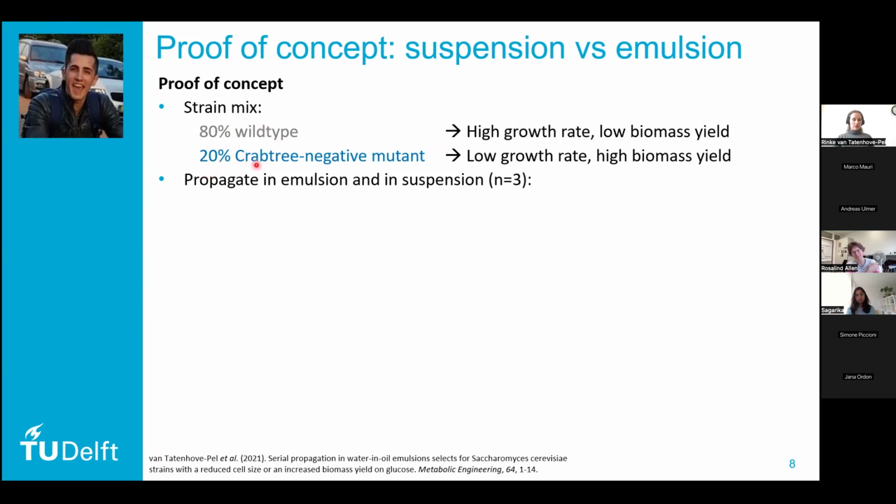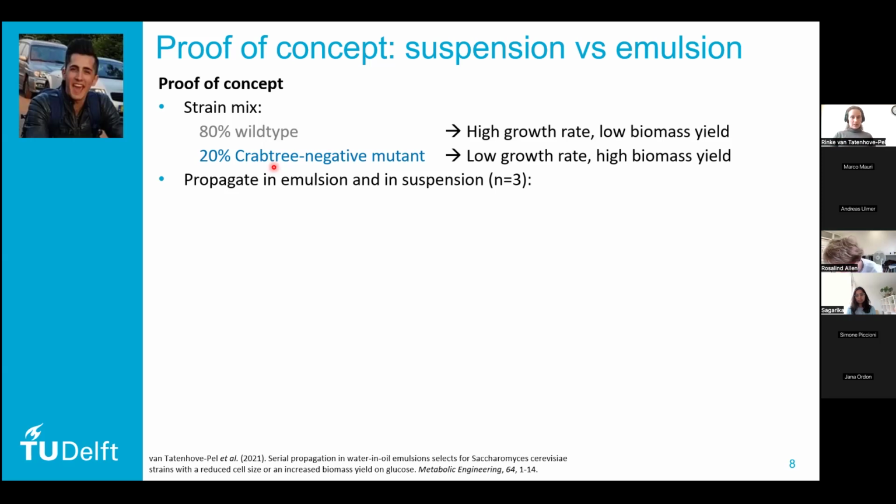And we had 20% of a so-called Crabtree negative mutant. This is a mutant that respires instead of ferments. Doesn't really matter what that exactly means if you don't know. But these strains typically have a lower growth rate, but a higher biomass yield. And this kind of trade-off is something we see more often. So typically cells that are efficient grow slow, and cells that are inefficient grow fast.